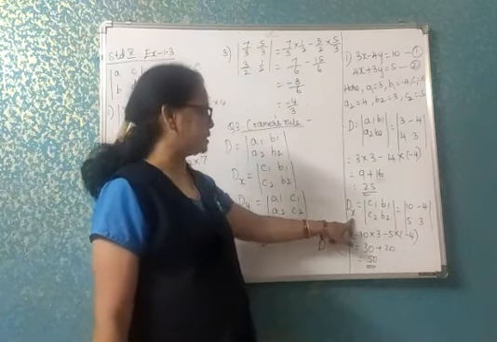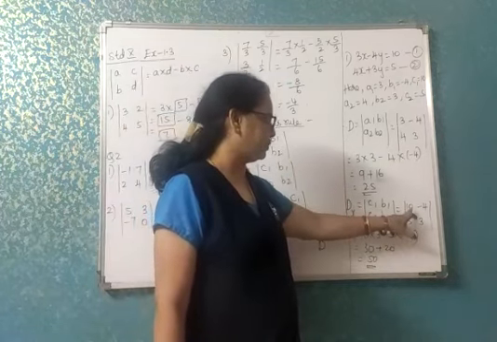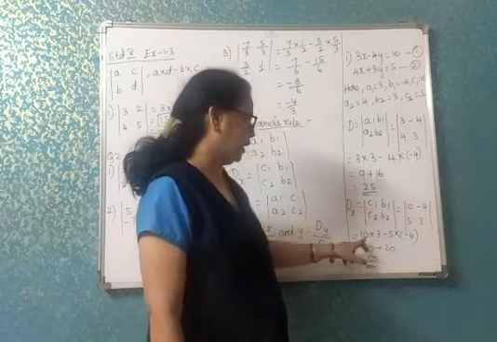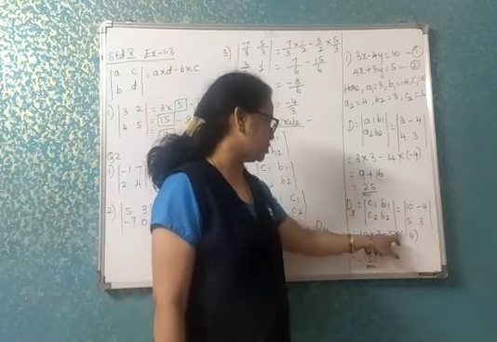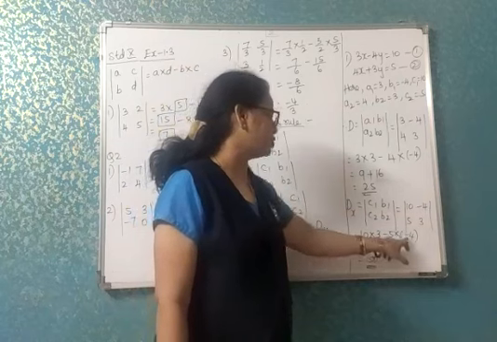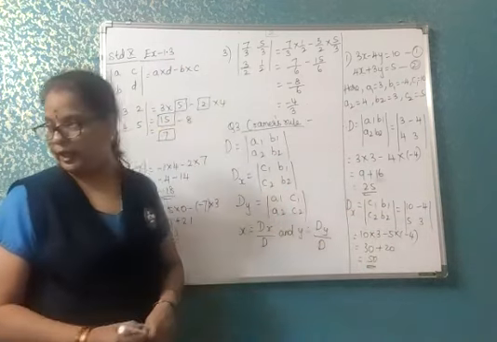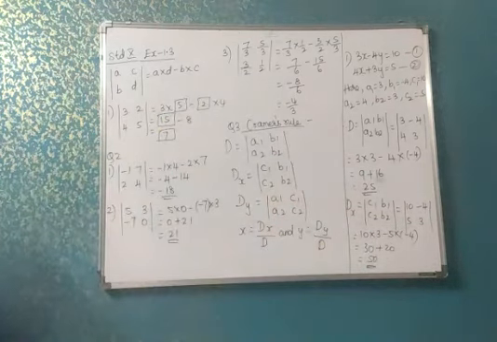Now what is determinant X? C1, C2, B1, B2. Put the values. 10, 5, minus 4, 3. 10 into 3 minus 5 into minus 4. 10 into 3 is 30. Minus 5 into minus 4 is 20. So we will get 50. Now what is determinant Y?